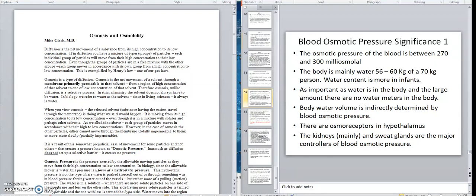Okay, class, we have got to get into a very involved subject here, and that is dealing with osmosis and osmolality. So you've got to really put your thinking caps on, and you're going to have to read and try to understand this. I'm going to do the best I can to explain it as verbally as I can.